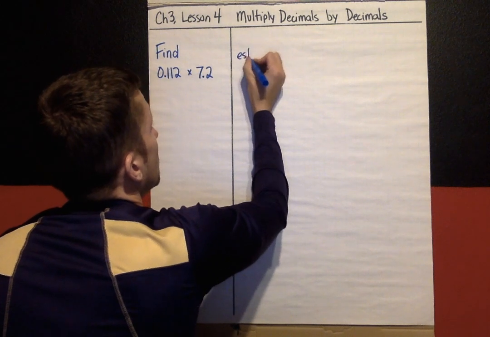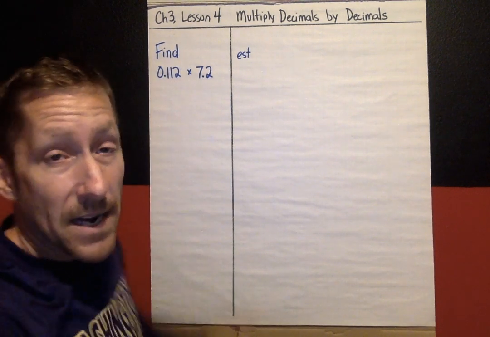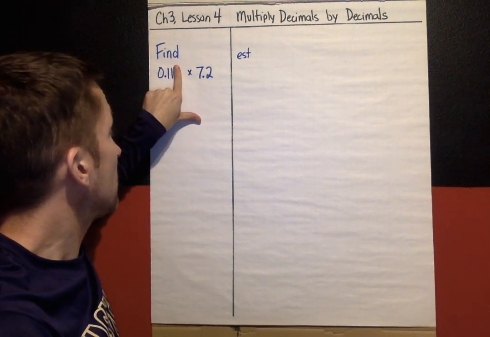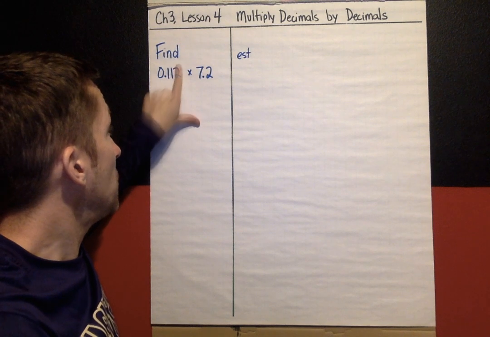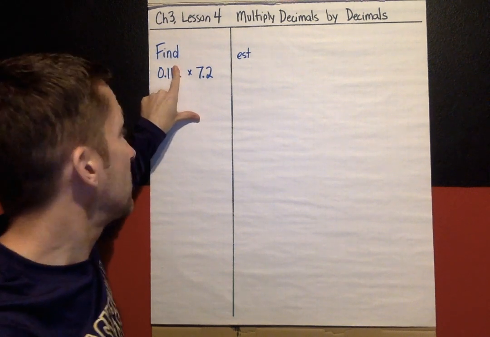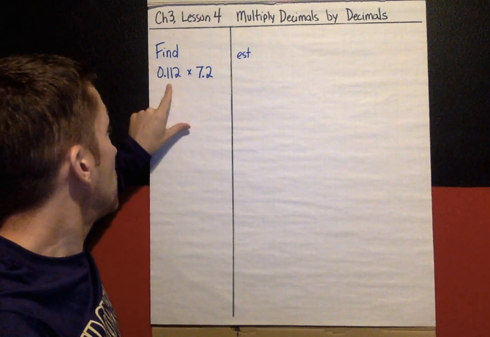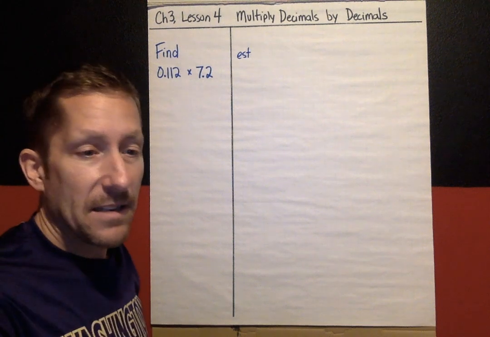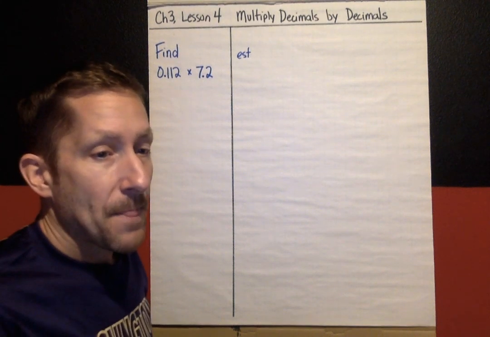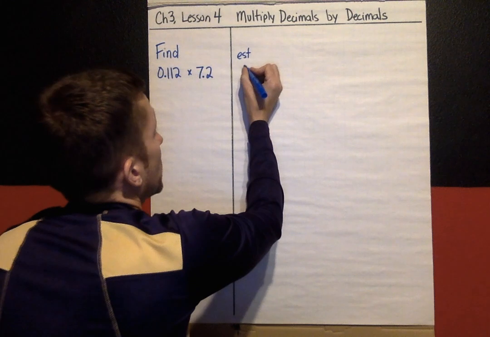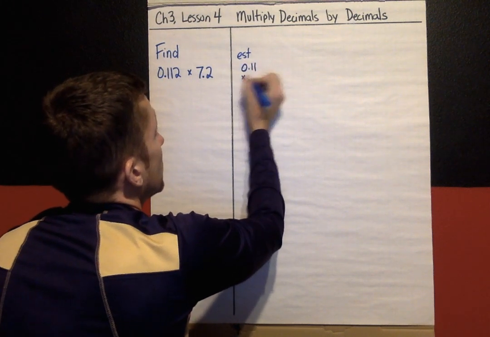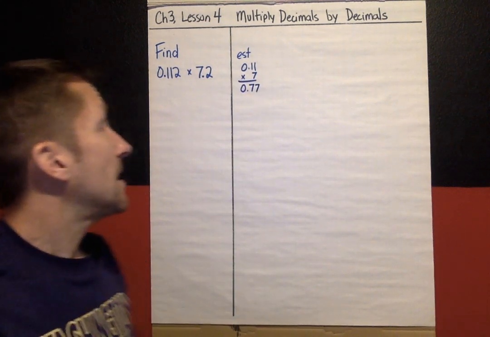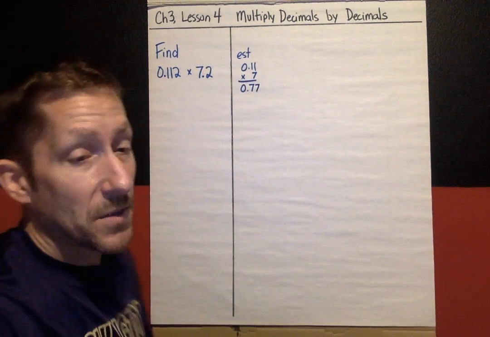So my quick estimate is, again, I'm going to think money because that helps my thinking with decimals a lot. This is about 11 cents. 0.112, I'm going to round that to 11 cents. And this is close to 7. So if I had 11 cents times 7, I would have 77 cents. So I know my answer should be close to that.